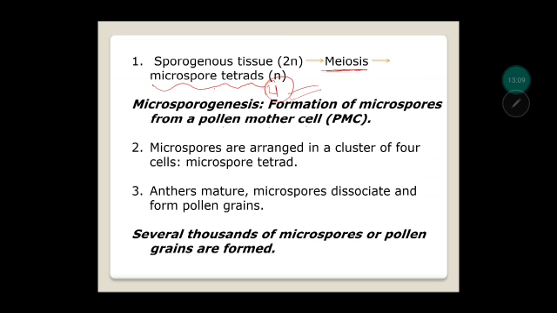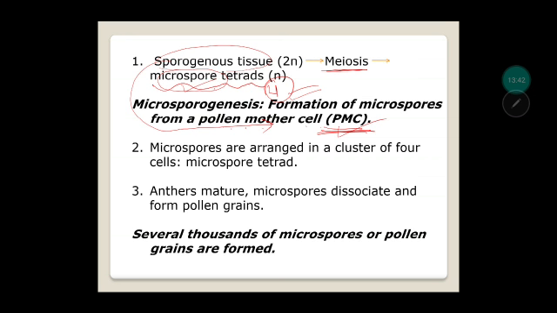Now what is this pollen mother cell? This is nothing but the sporogenous tissue only. So PMC you should remember, this is pollen mother cell. The cells of this tissue act as pollen mother cells. Why? Because they help further in producing pollen. So firstly what is formed? Microspores. From where? From pollen mother cell. And this process of formation of microspores from pollen mother cell is called microsporogenesis, formation of microspores.